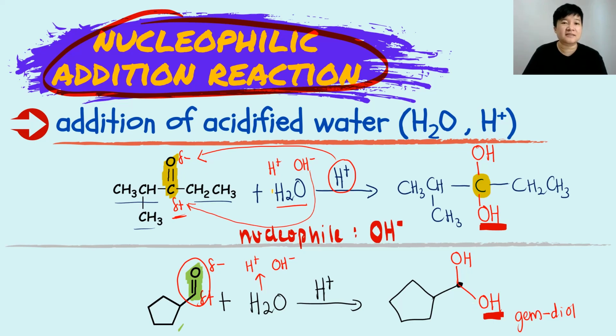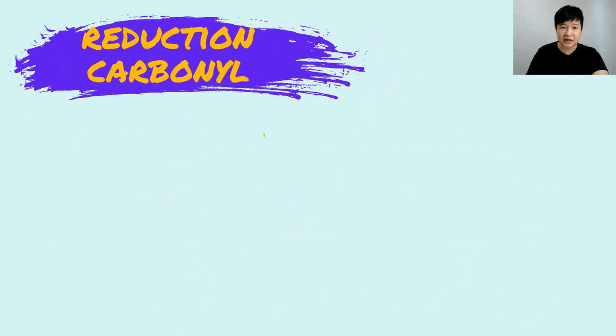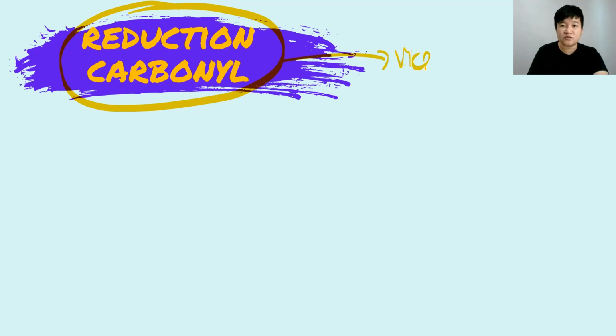So I hope you can understand the nucleophilic addition reaction over here. Just a very, very kind reminder, we only focus on the carbon double bond O. Carbon double bond O becomes single bond OH and then adds in a nucleophile. That's it. Simple. So let's move into another reaction, which is reduction of carbonyl compound. Reduction is actually the vice versa of oxidation.